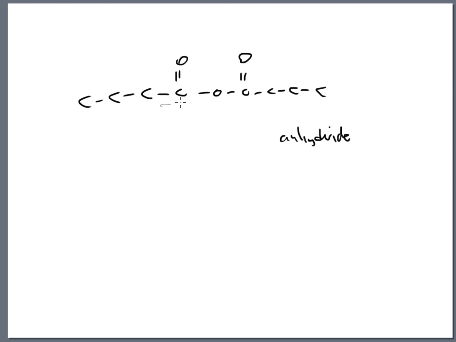Over on this side, we have 4 carbons in total. Those 4 carbons in total, that is a butane. Drop the E and add oic. On this side, look what we got. 4 carbons, all over again. So 4-carbon chain, butane, drop the E, add oic.